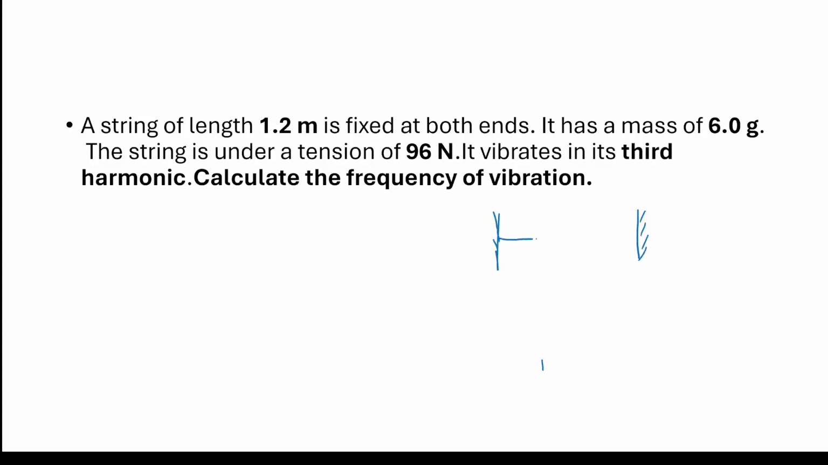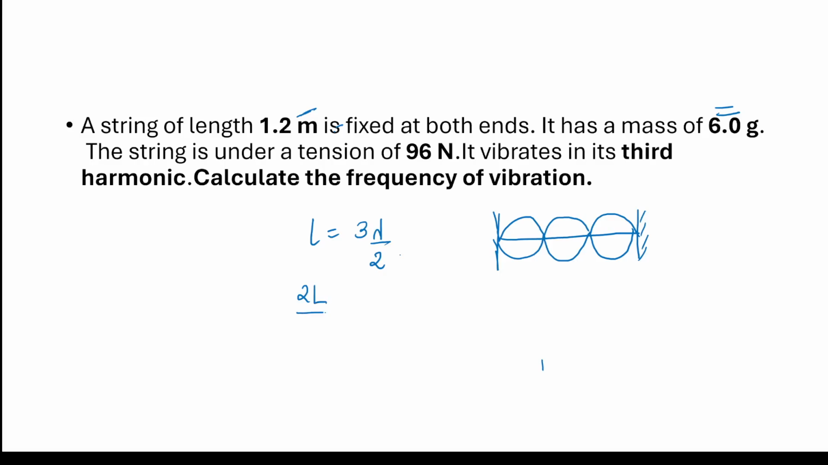Always remember, a fixed end is always a node. It has a mass of 6 grams, length is 1.2 meters, tension is 96, third harmonic. Okay, so third harmonic means 3 loops. I should have 3 loops here. So every loop is lambda over 2. So the length of the string is 3 lambda over 2.